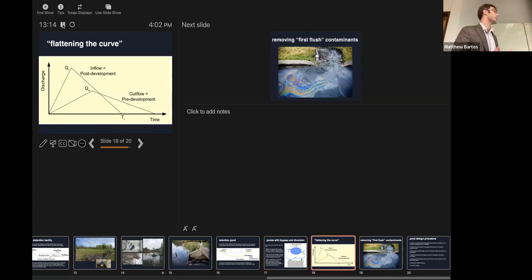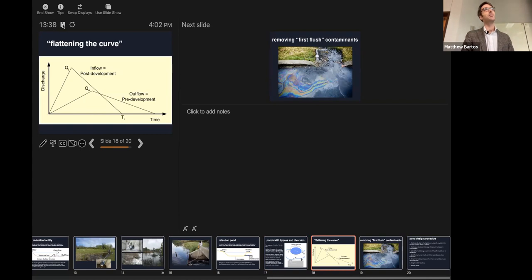Right, so what are the main purposes of ponds? I briefly touched on this, but one big aspect of detention ponds is that they help smooth out the hydrologic response, or as you mentioned earlier, they help to flatten the curve when it comes to the hydrograph.